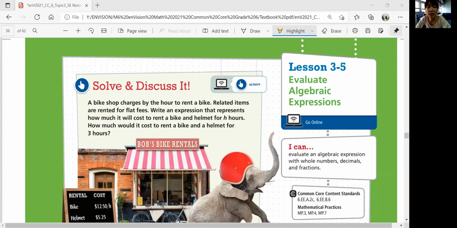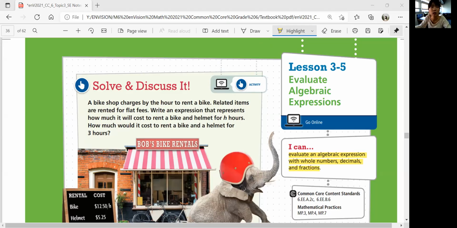This is Math 6, Lesson 3-5, Evaluate Algebraic Expressions. In this lesson, you'll be able to evaluate algebraic expressions, including those with whole numbers, decimals, and fractions. Okay, let's look at solve and discuss it.